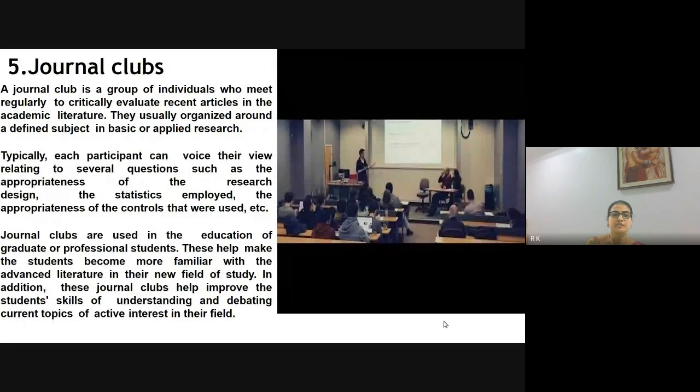The fifth one is the journal clubs. We all have clubs. We must have a sports club. Apart from sports clubs, you will have dance clubs, music clubs, cultural clubs. Yes. How many of your colleges have something called a journal club? A journal club is a group of individuals who meet regularly to critically evaluate recent articles in the academic literature.